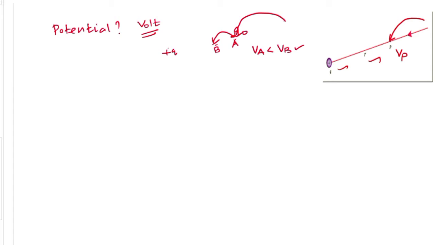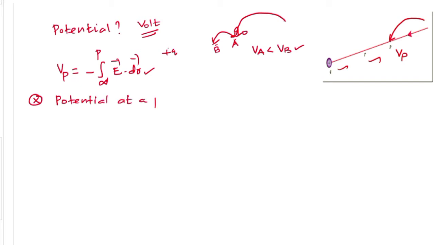Already we have derived this formula: Vp is equal to minus integral from infinity to this point P at a distance r, E vector dot dr vector. In fact, this formula is going to be used for this derivation. Now we are going to derive a very important question. Please go through this: potential at a point due to a point charge.